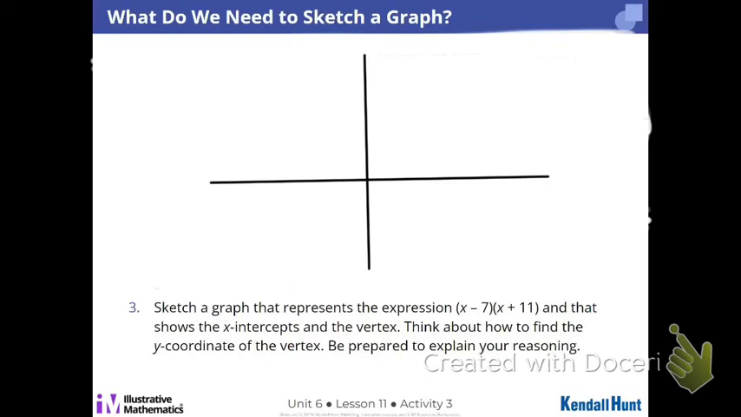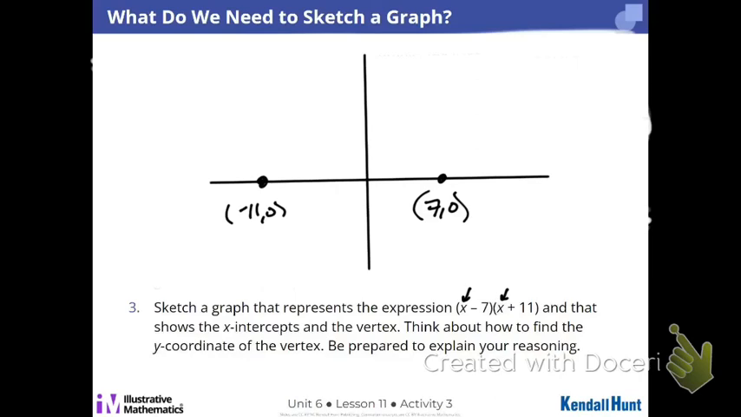Cam, hit me with those x-intercepts. 7. Yep, I got a (7, 0). Okay, what's the other one? -11. Yep, negative 11 for the other. There's a 7, there's a -11. Next I need to get the vertex, so I need to know the middle. I need to split these. What do you got, Sean? I got -2 for the middle.